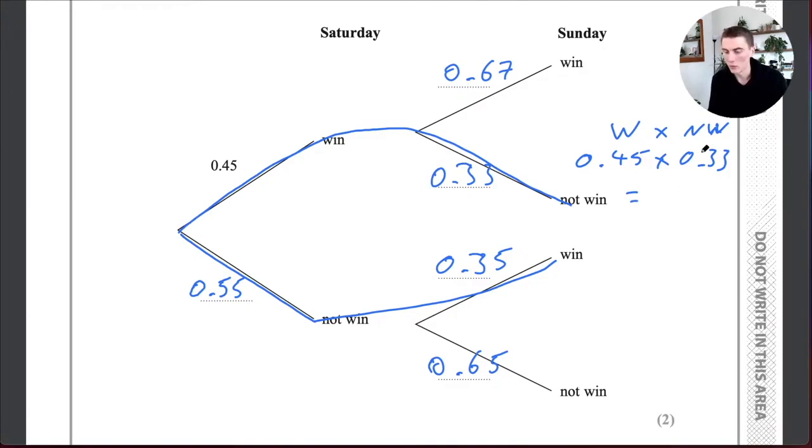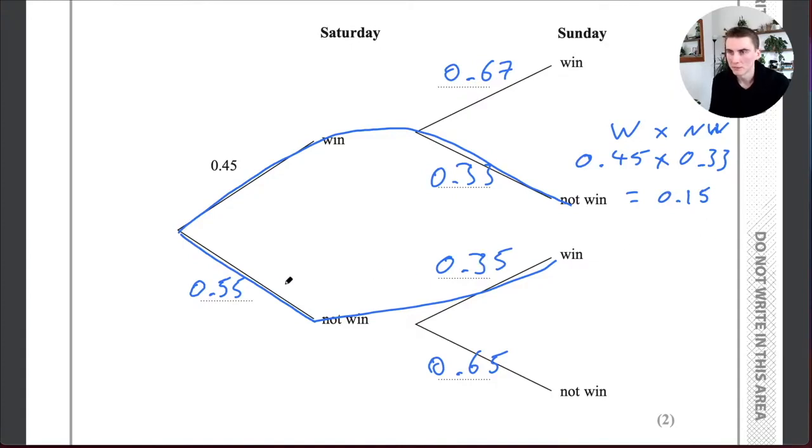0.45 times 0.33. Oh, yeah, probably should have done that in my head. Is about 0.15. The reason I should have been able to do that in my head is because 0.33 is basically 1/3. So all you're doing is finding 1/3 of this, or dividing it by 3. And as 45 divided by 3 is 15, 0.45 divided by 3 is 0.15.